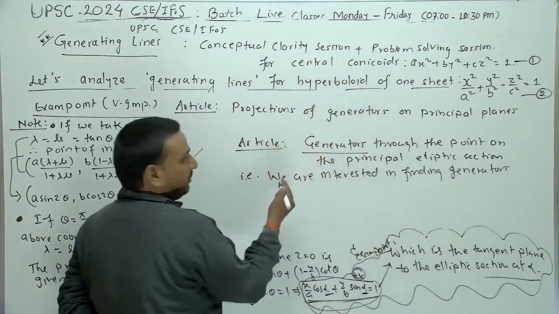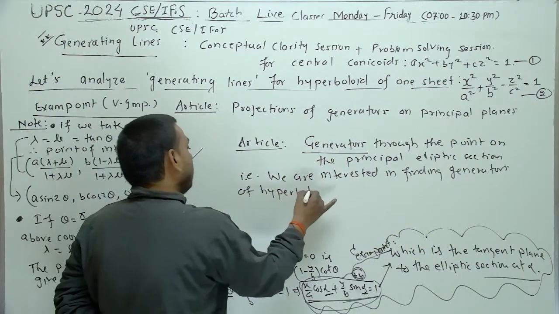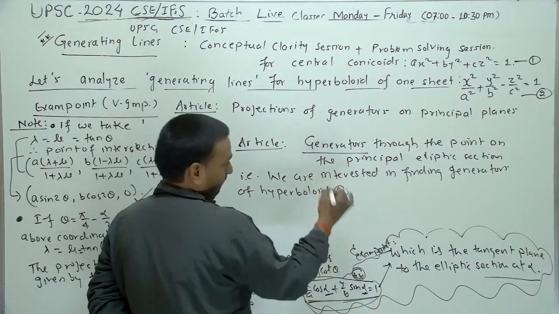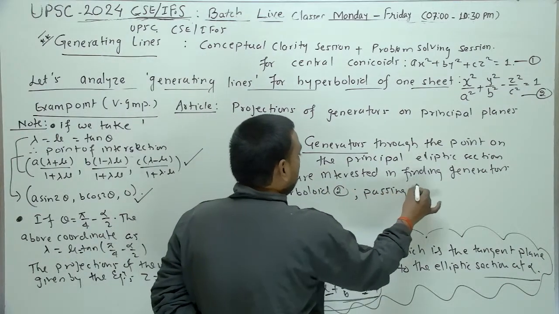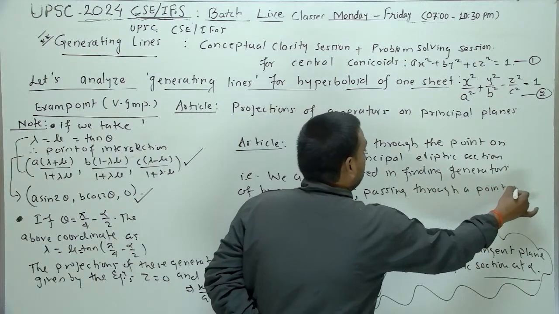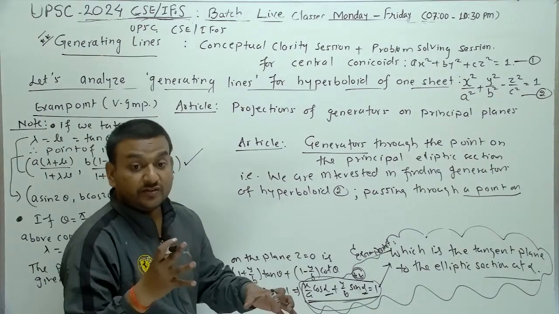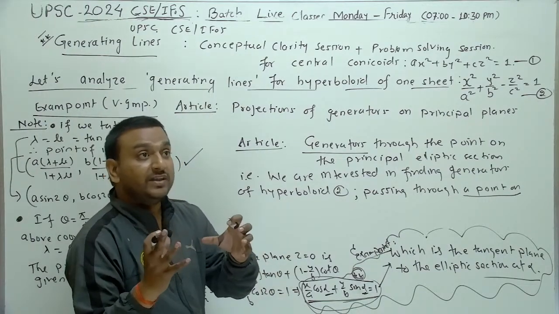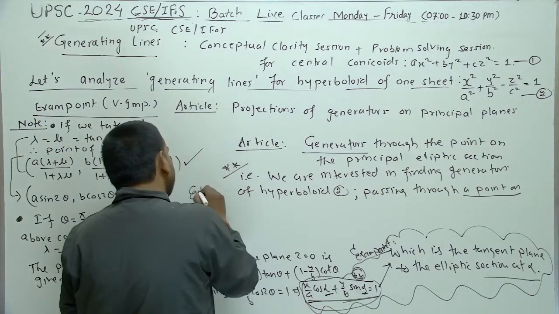generators, for example of the hyperboloid of one sheet, passing through a point. Please notice this because in the exam questions you will need to write this. So here you can write the exam point.